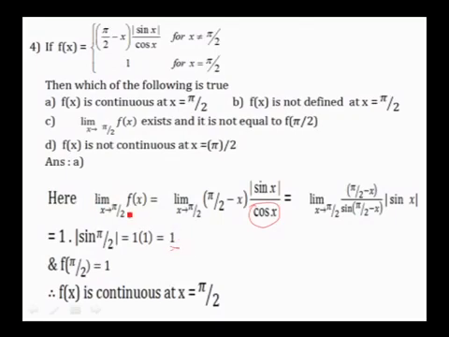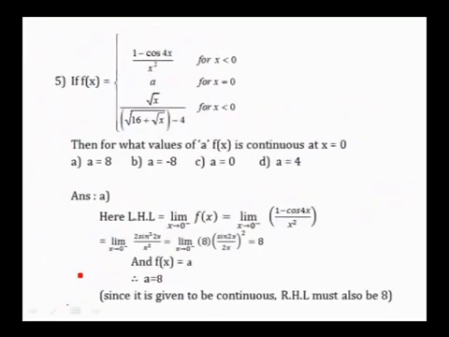Since these two are same, I can say f(x) is continuous, because for continuity, the limit of f(x) as x tends to pi by 2 must be equal to f(pi by 2). So the answer is A: f(x) is continuous at x equals pi by 2.